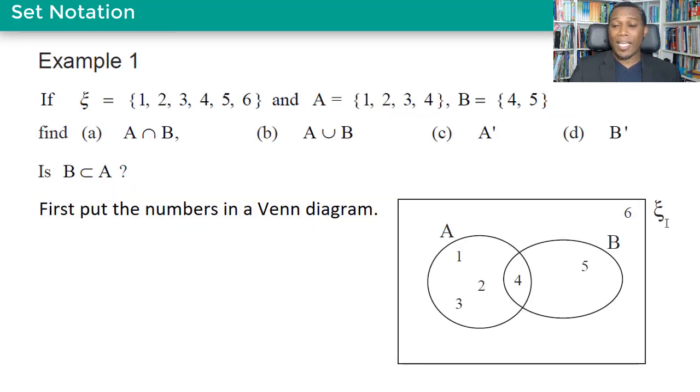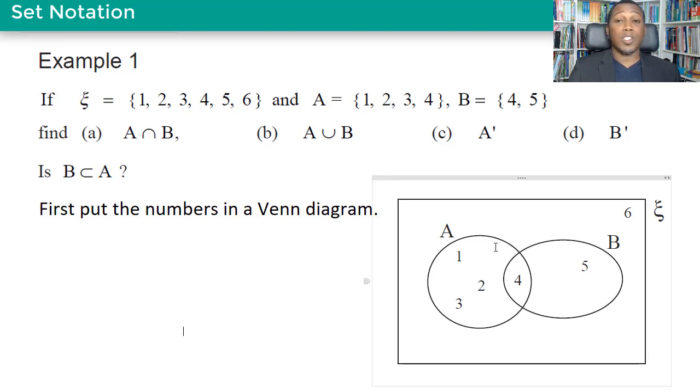We'll label Xi on the outside. And the elements of A were 1, 2, 3, 4, but looking at the set B, you can see that the member 4 is in both of them. So 4 has to go in the overlap of the two. Well, I always say circles, but they're eggs. They aren't circles, are they? So 4 goes in the overlap section, and then we have the 1, 2, 3.